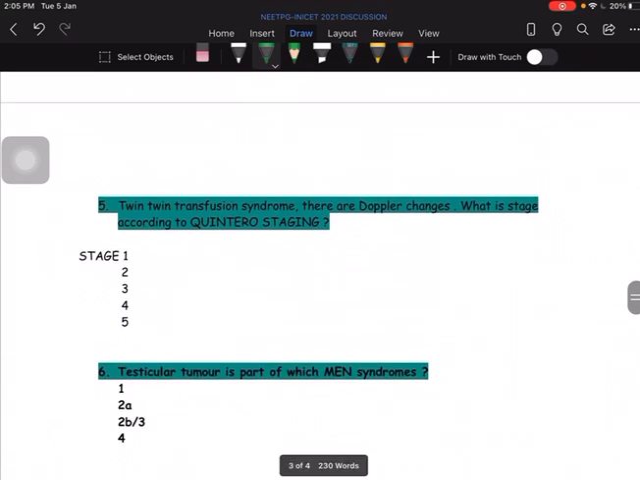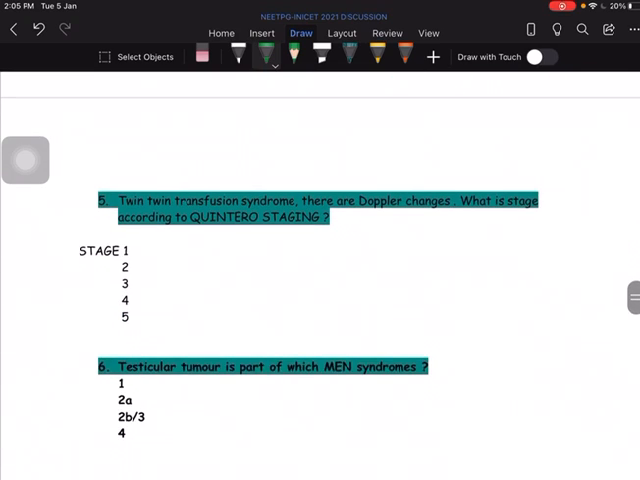Next question is, twin transfusion syndrome, there are Doppler changes. What is the stage according to Quintero staging? So in twin transfusion syndrome we have Quintero staging, so we will discuss Quintero staging here. The three main important Quintero stages are 3, 4, 5. In stage 3 you have Doppler changes. So Doppler changes as in what? You will have absent or reversed end diastolic flow.